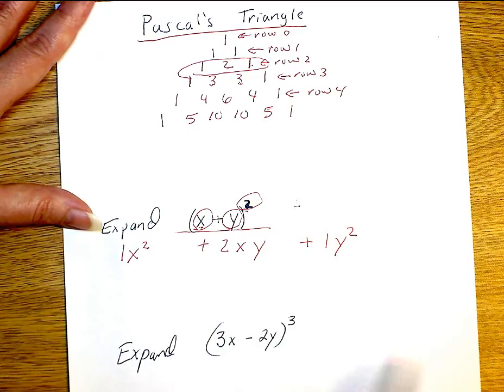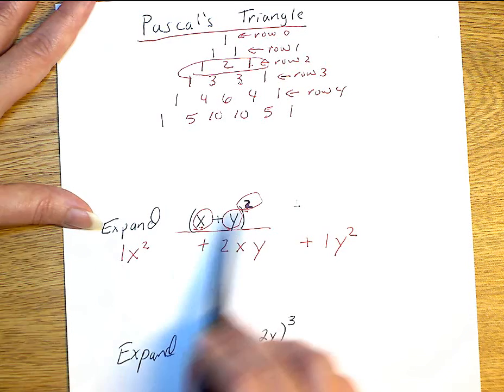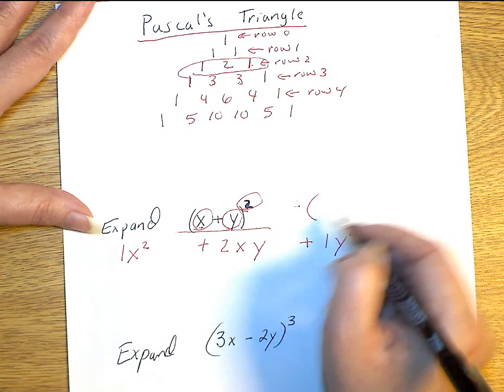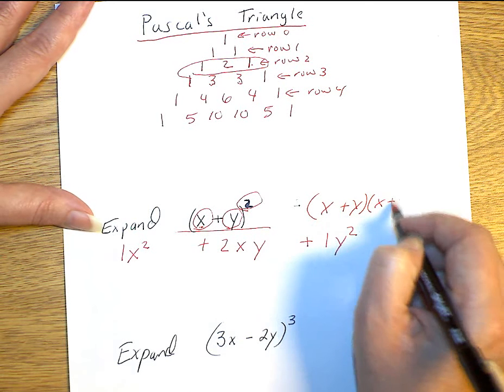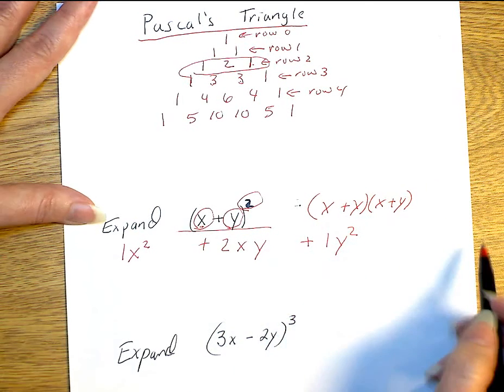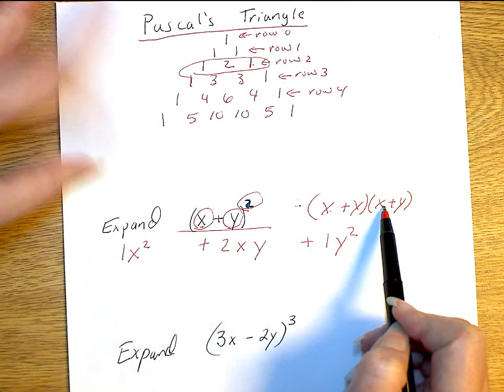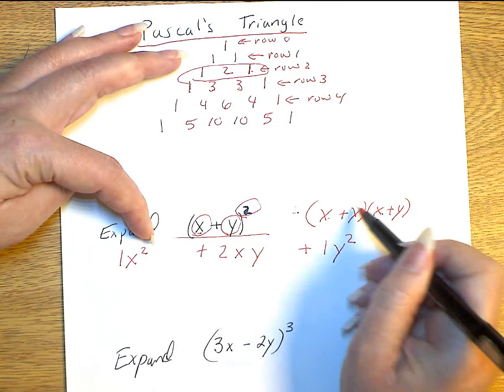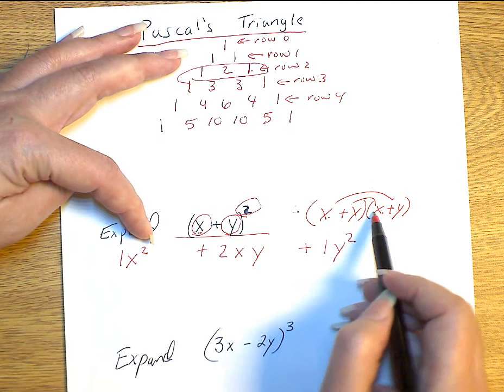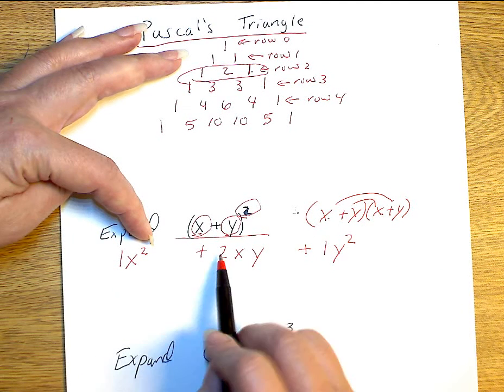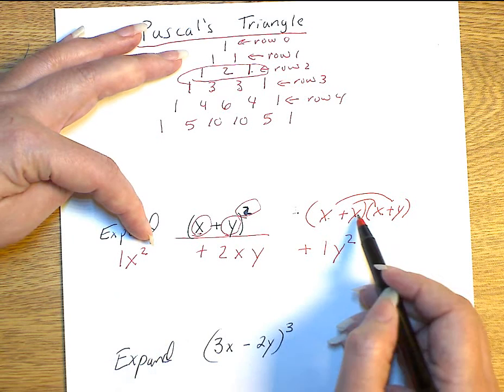Now, this one is a very simple one, and the reason why I did it like this is so you can also see how we used to do it, which is FOIL. And I'll tell you why we're not foiling it out. But x times x gives me x squared. Inner and outer, we had x and y is 1xy, and another xy gives me 2xy. And last, y and y gives you y squared.